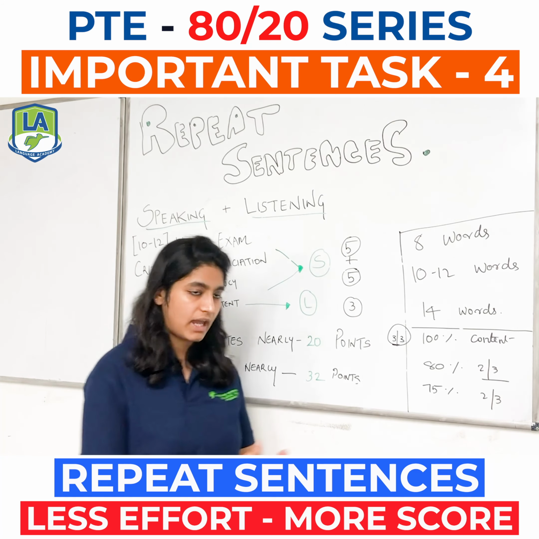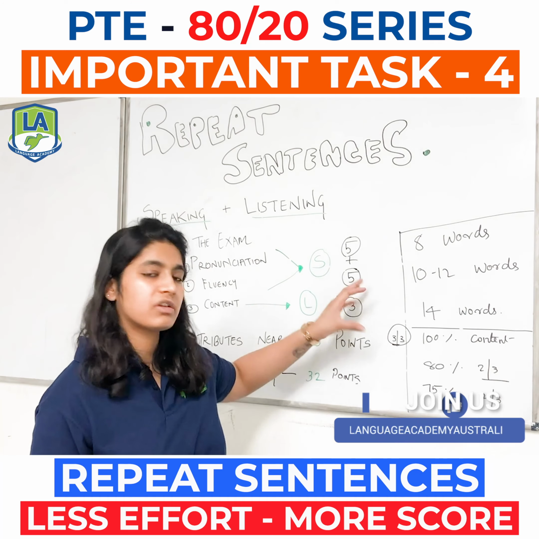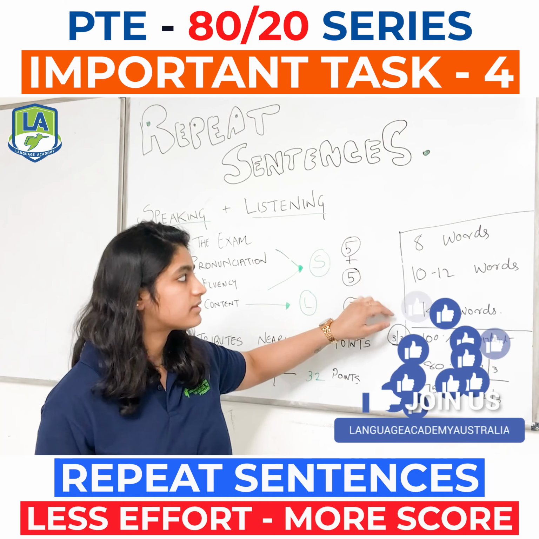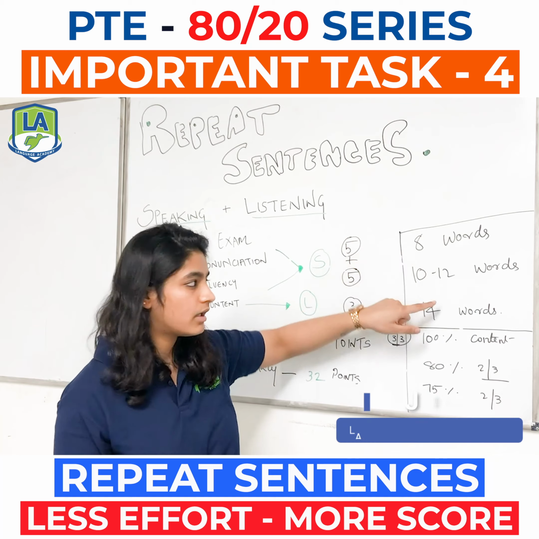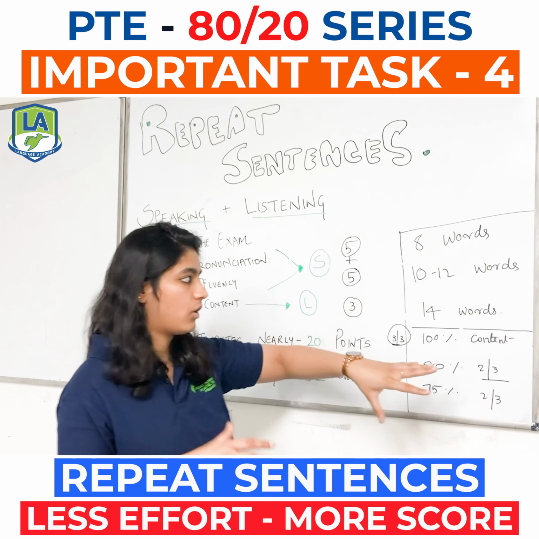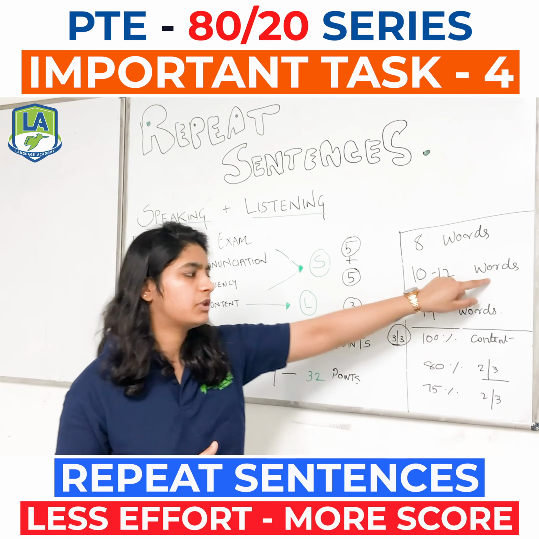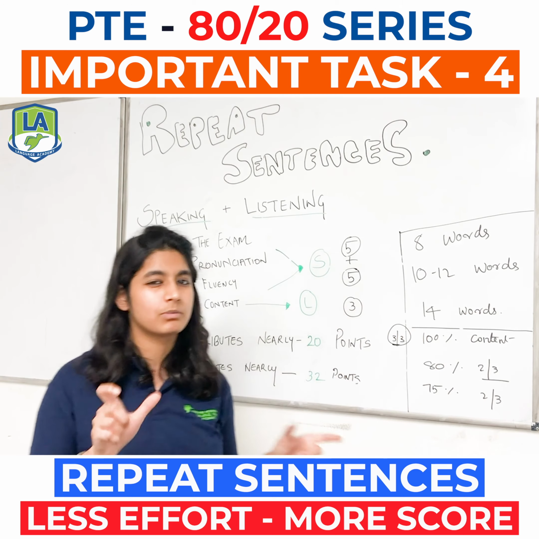And this is something you can expect in the exam. You could have a combination of these short, medium and long sentences, wherein short is just 8 words, medium could be 10 to 12 words, and long is more of 14 words. Sometimes even 12 words could be longer ones because the words could be a bit bigger.